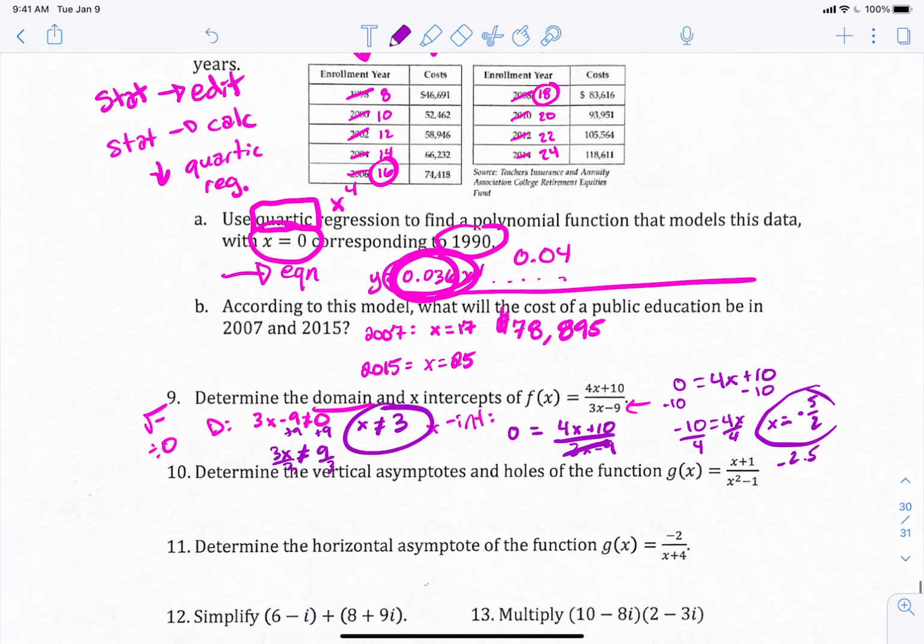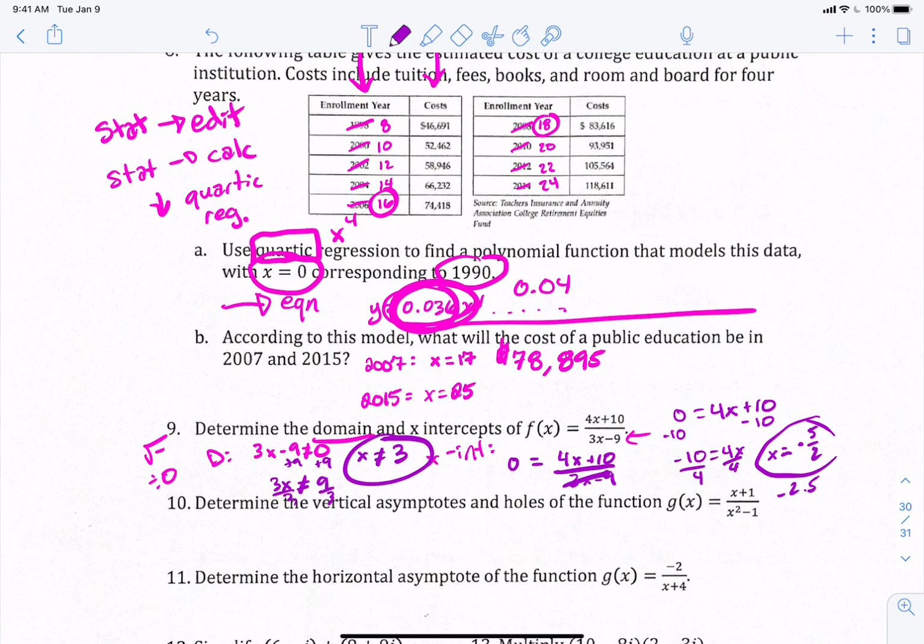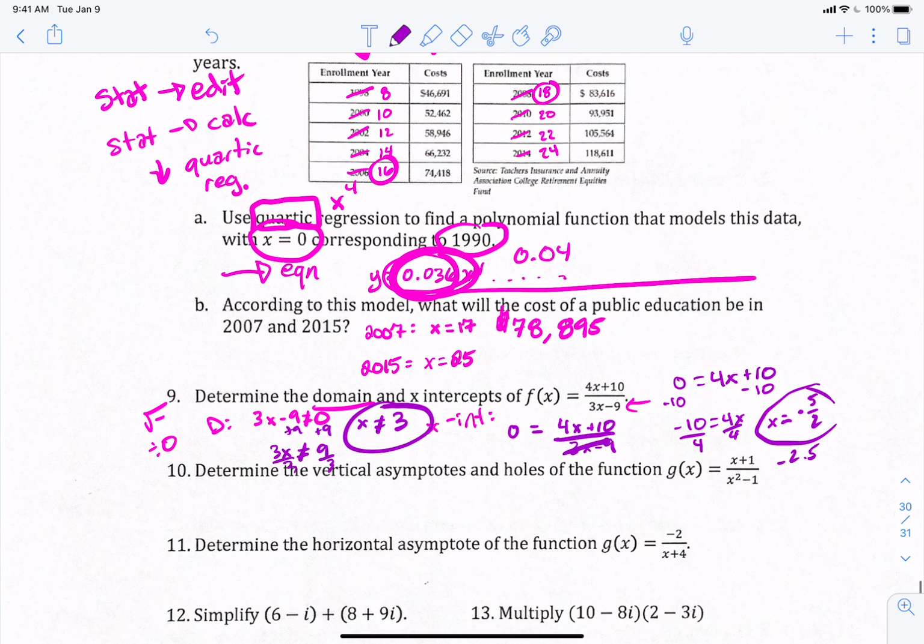Moving on. Number 10. Two things that we're finding. What are they on number 10? Vertical asymptotes and holes. How do you find them? Look at your note card if you can't remember. How do you find the vertical asymptotes and the holes?